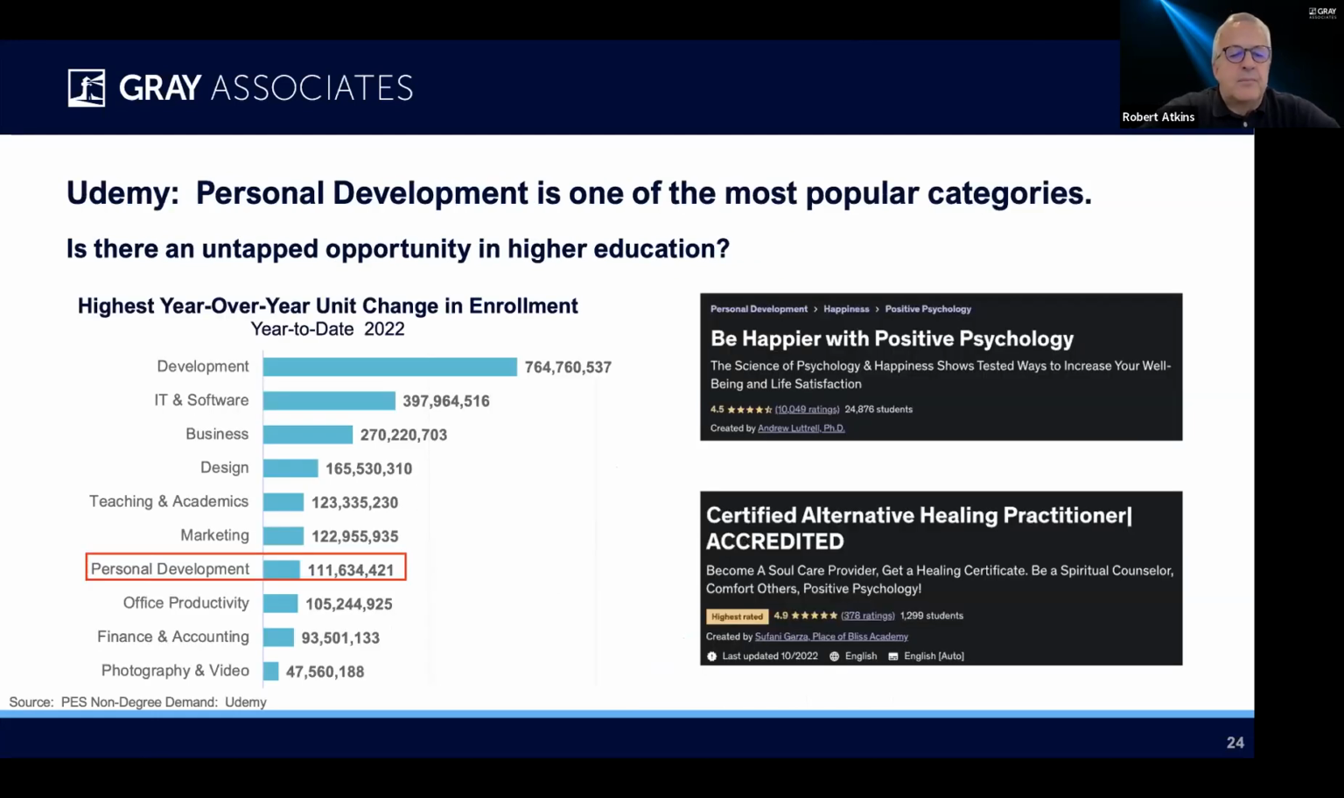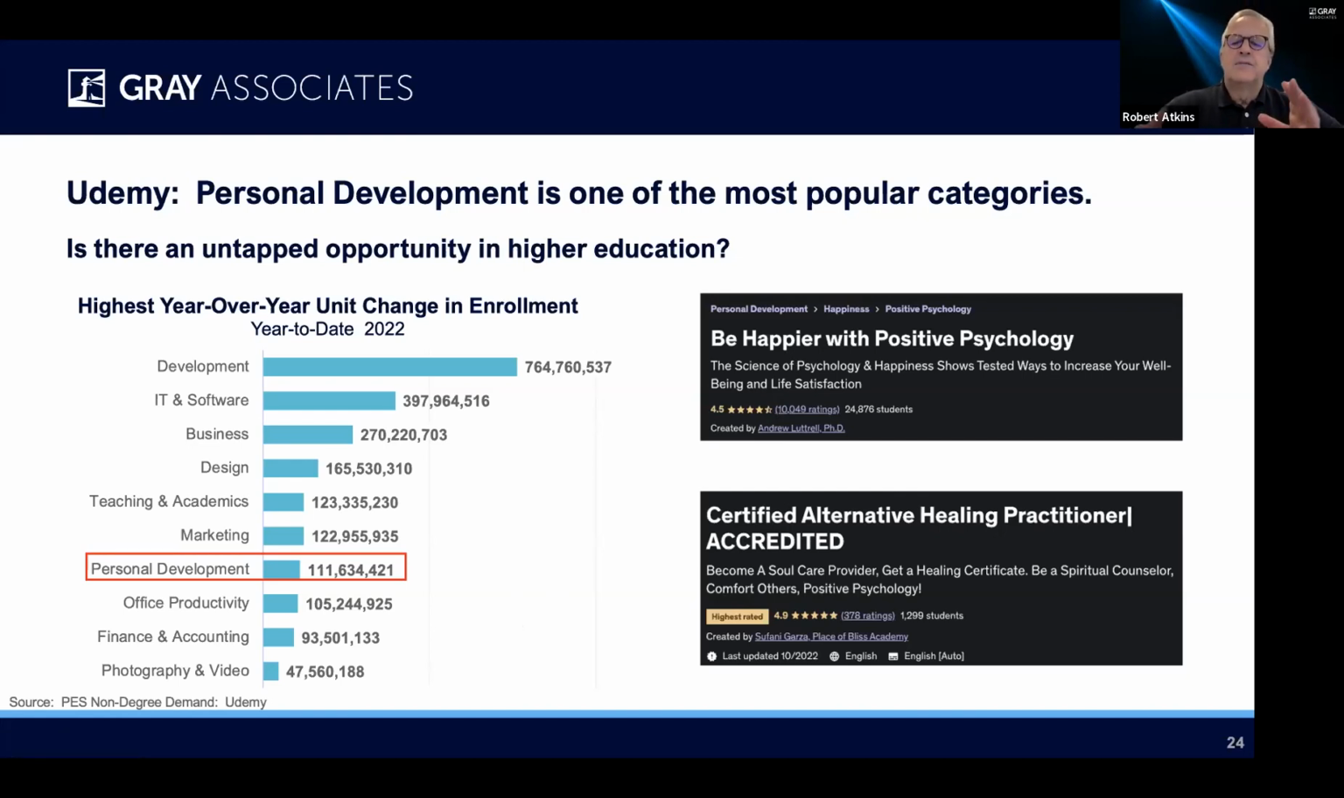Now, Udemy is kind of a different platform, and here we tend to see more pure tech. And you can see at the top, we've got development, that's software development, IT and software. Then we do have business, design, teaching, marketing. And interestingly, even on Udemy, personal development is one of the larger disciplines. And here are examples of a couple of courses within this discipline that are trending: Be Happier with Positive Psychology and Certified Alternative Healing.